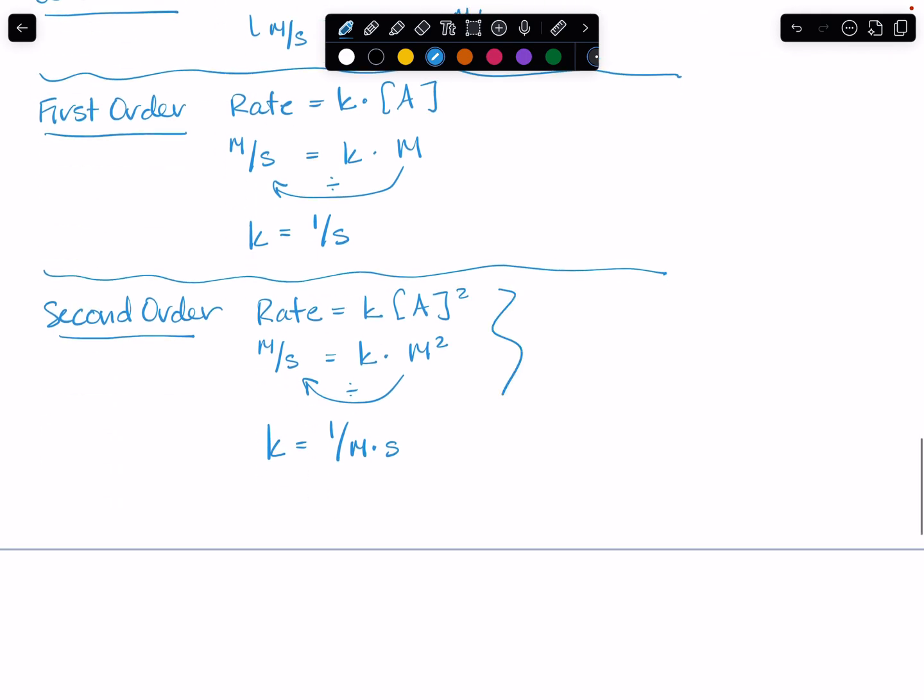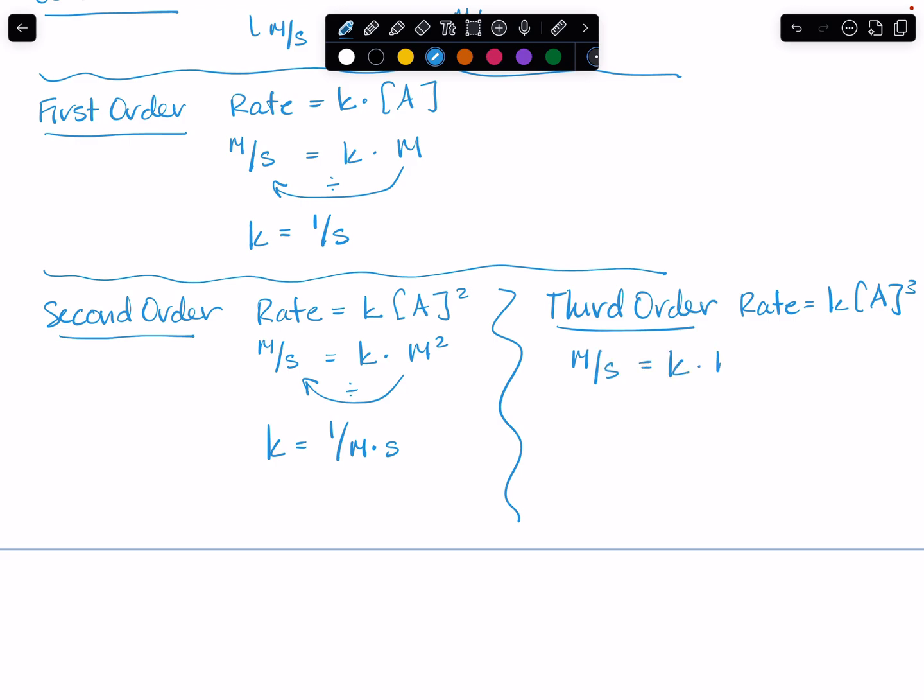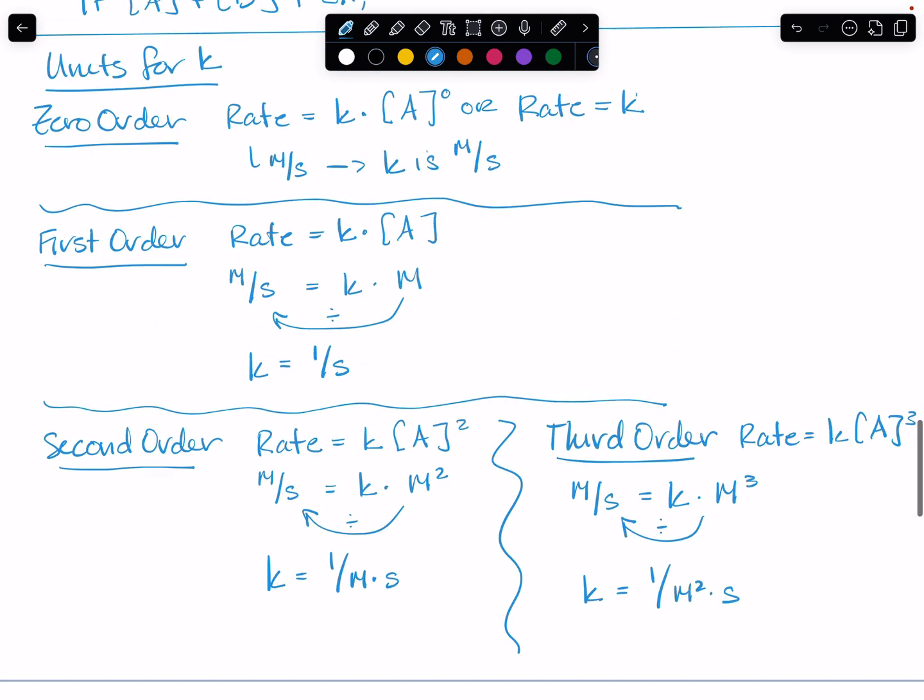I want to do one more just so you can see it. Third order. An example of a third order would be rate equals K times A raised to the 3. Again, we're going to have molar per second for our rate unit, and then K times molar cubed. We'll divide that unit over. The molarity on the top of the rate will cancel, but we're left with 2 molars now. So 1 over molar squared per second. You can see that the molar portion is increasing in the denominator as we increase the order.